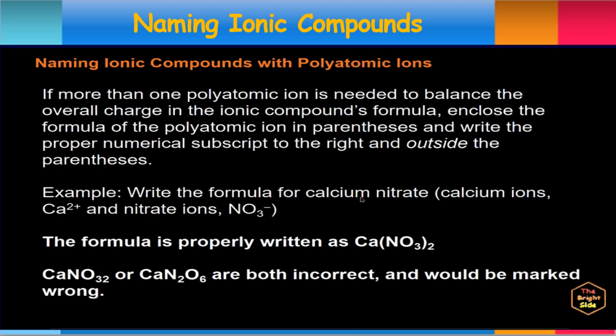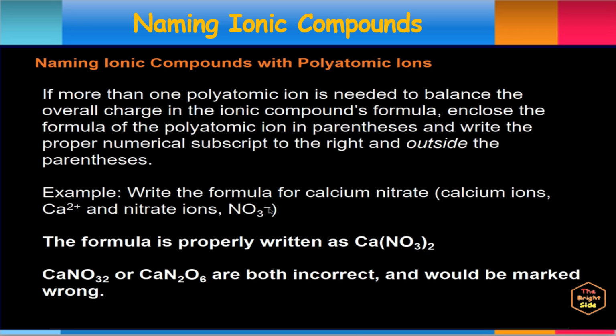Now, if you need more than 1 polyatomic ion to balance the overall charge in the ionic compound's formula, then you're going to take that polyatomic ion and put it in parentheses. And you're going to write the numerical subscript outside the parentheses. So let's look at an example with calcium nitrate. We're going to have calcium ions, so that's calcium 2+, and nitrate ions, so that's NO3-. So we have 1 minus here, 2 plus here. So we know that we need 2 nitrate anions to balance out the charge of our calcium 2+ cation.